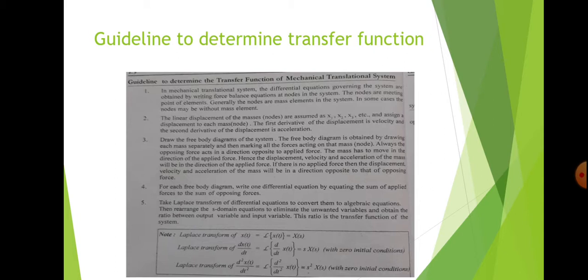So we can write the Laplace transform of x of t is equal to X of s. The Laplace transform of dx of t divided by dt is equal to s into X of s with zero initial conditions. And the Laplace transform of d square x of t divided by dt square is equal to s square into X of s with zero initial conditions.